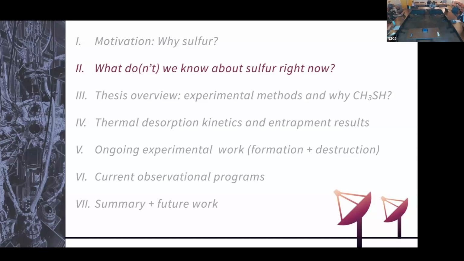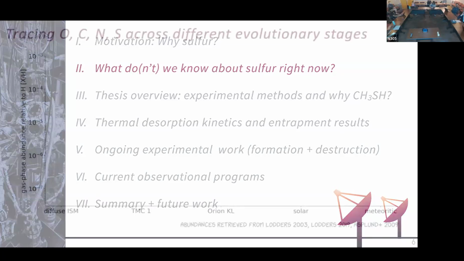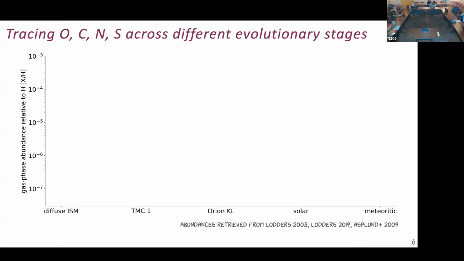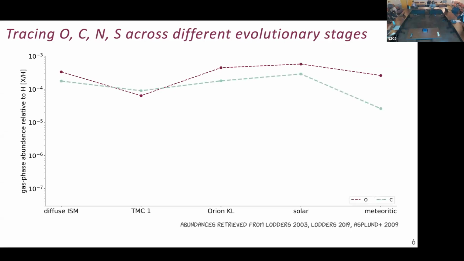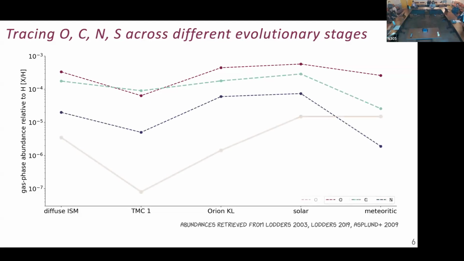And what do and what don't we know about sulfur right now? In terms of our most abundant elements with respect to hydrogen, O, C, N, and S, I show the gas phase abundance relative to H across a bunch of different evolutionary stages. So we have our diffuse ISM, dense molecular clouds, our solar abundance, and our meteoritic. Note that it's a log scale on the y-axis. This is oxygen. It's pretty stable. Carbon, nitrogen.